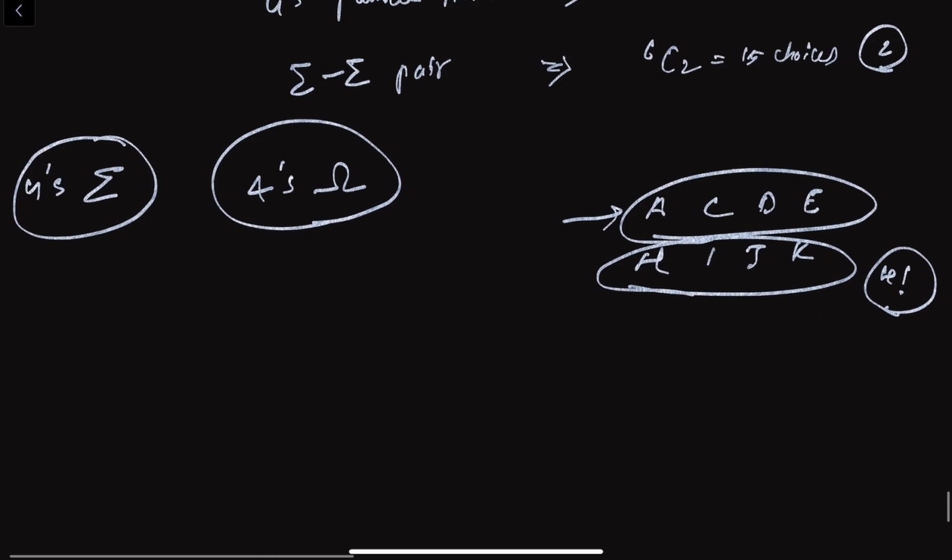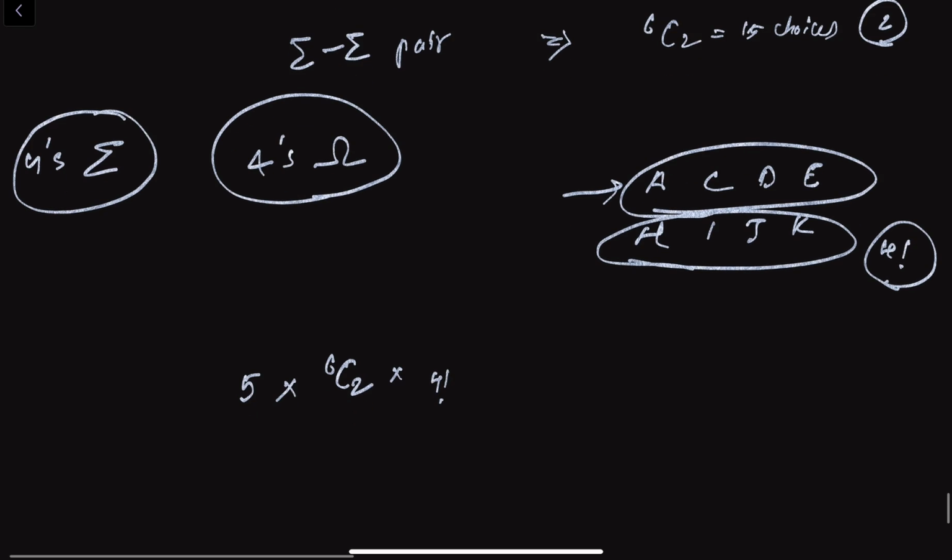So therefore in this first case, there will be 5 choices to choose the pair for G, and there will be 6 choose 2 ways to choose that single sigma pair, and we'll have 4 factorial ways to bijectively match the remaining 4 letters of sigma or 4 letters of omega. So in our first case we'll have 5 into 6 choose 2, into 2 factorial, into 4 factorial, into 4 factorial.